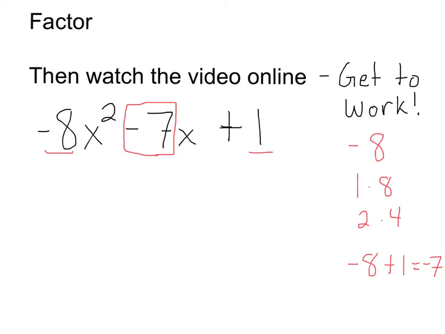Okay? And so let's rewrite this as negative 8x squared. But instead of writing negative 7x, I'm going to write negative 8x plus 1x plus 1. And so now what you notice is negative 8x plus 1x is negative 7x, and that's why I'm allowed to write this as negative 8x plus 1x instead of negative 7x.